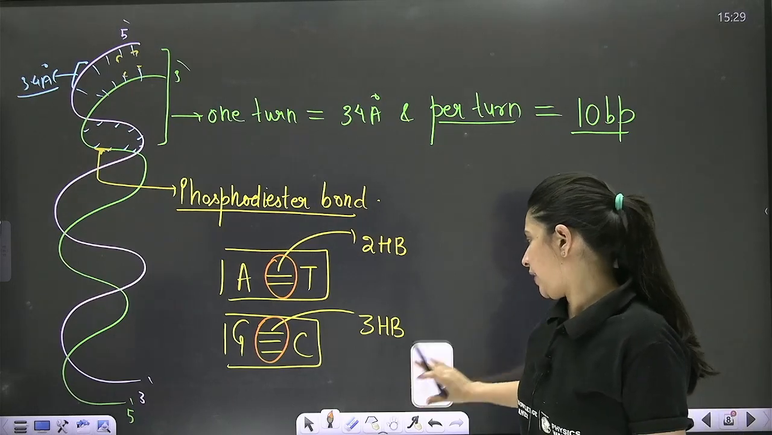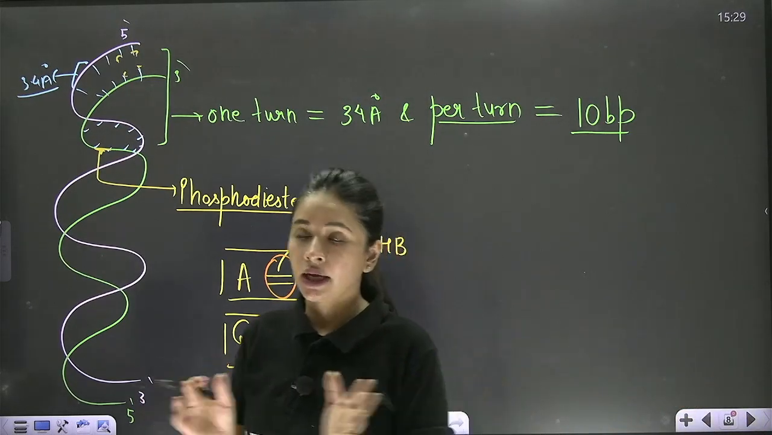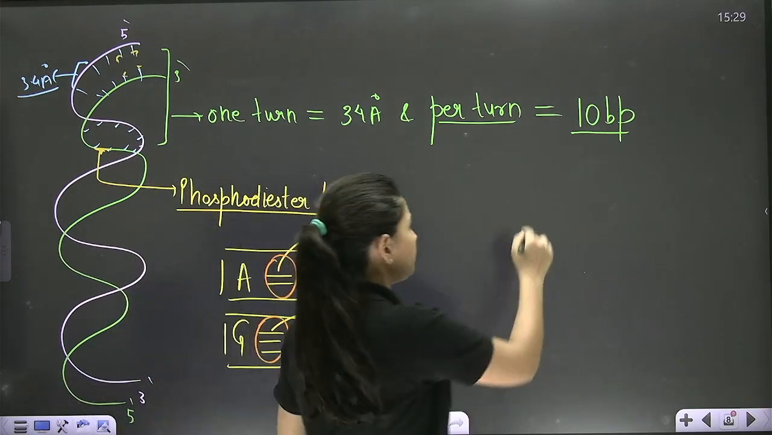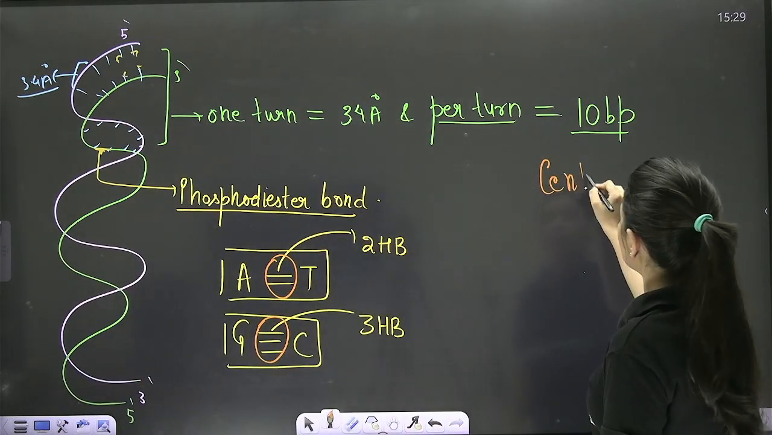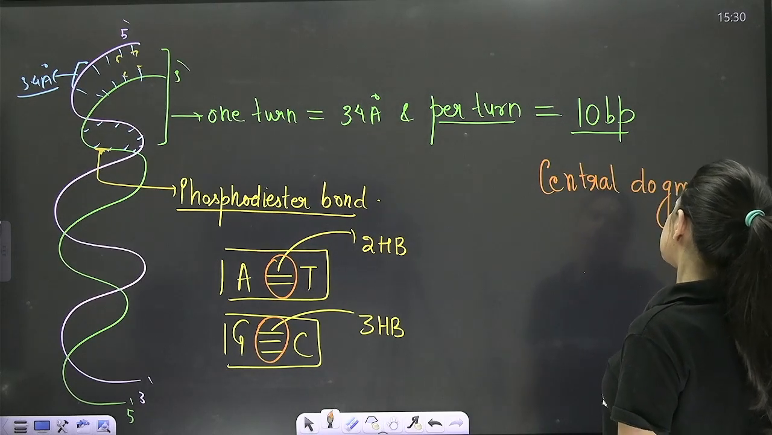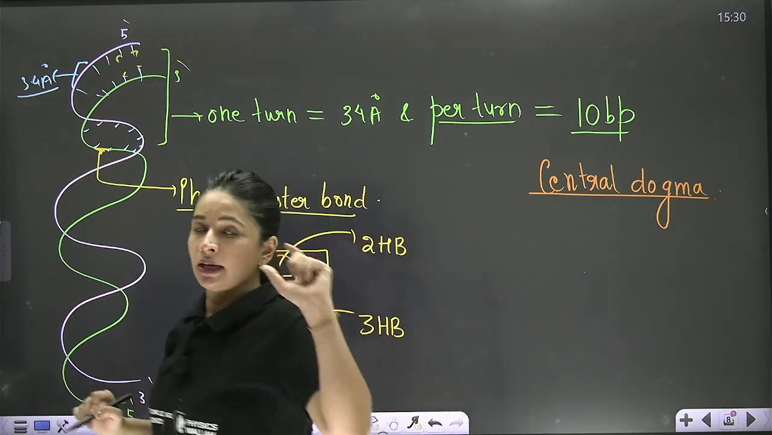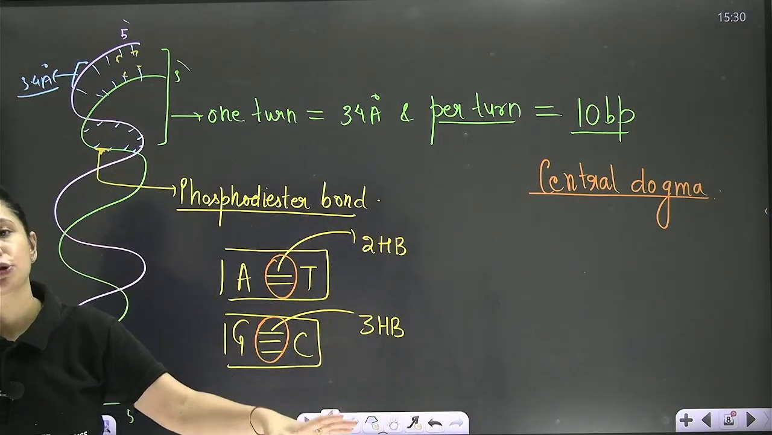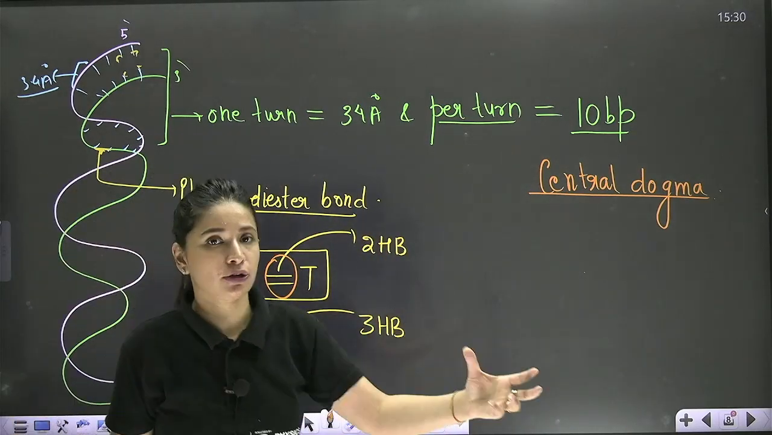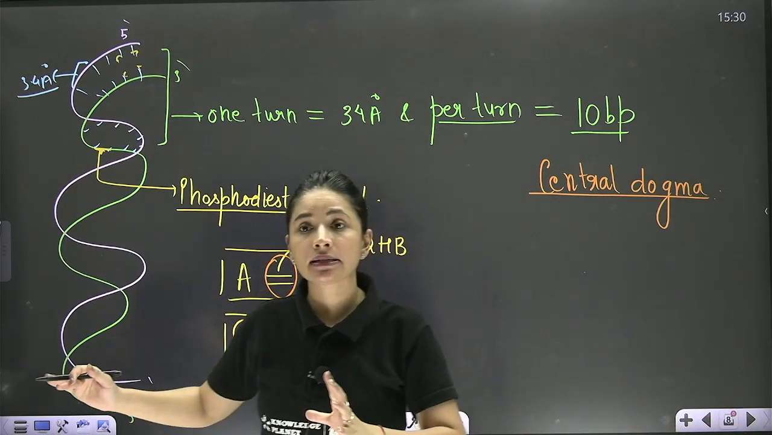Chalo, very good. Now this is about the Watson and Crick structure. Apart from this, these people proposed one more concept called central dogma. Very, very important, because the first major portion of the chapter is understanding the structure of DNA. If you have really understood it, then the second is the function of DNA.